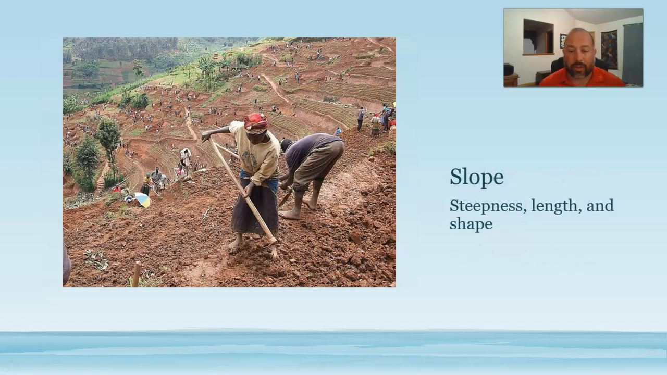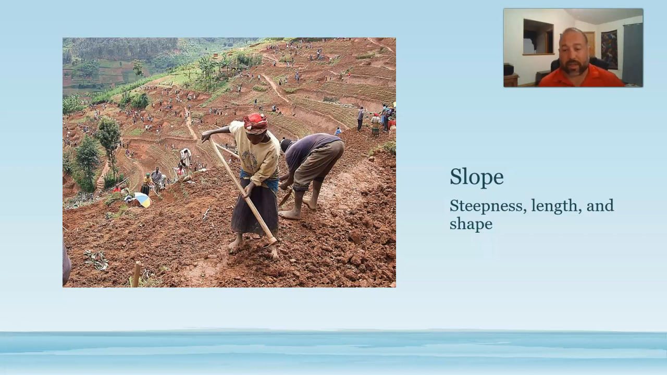Your slope, your steepness of your slope, the length of your slope, and the shape of your slope. You know, if you're dealing with something like this, any sort of rainfall is going to be difficult. And if we want to farm an area like this, we're really going to have to invest in soil conservation methods, because it's very easy to lose a lot of soil and to have it all go downhill when you have as steep of a slope as that.